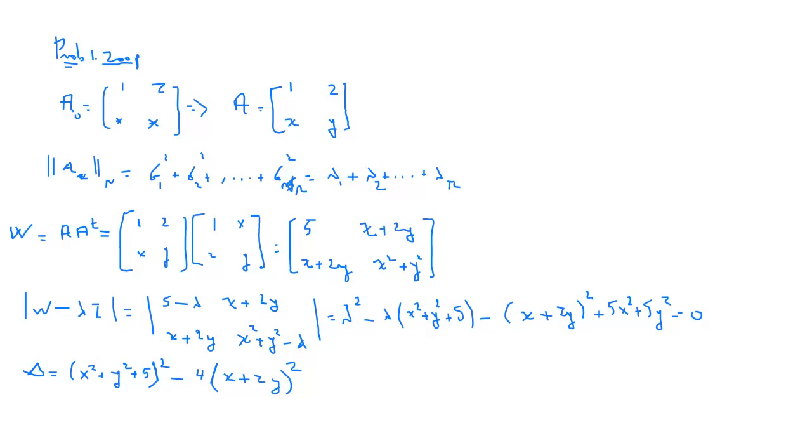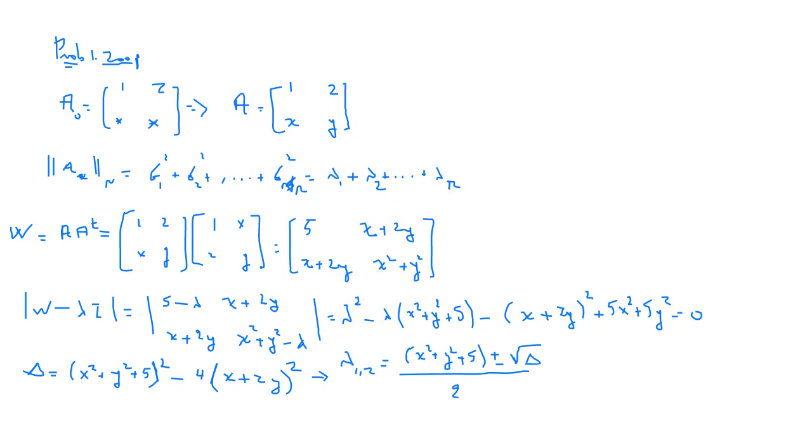And what else? Okay, I think you get something like this. It doesn't matter what you get after this. So let's say I'll have the two eigenvalues, lambda 1 and lambda 2, which could be written this way. It's going to be minus b, so x squared plus y squared plus 5, plus or minus square root of delta. Am I right? Yes. Okay, divide by 2.